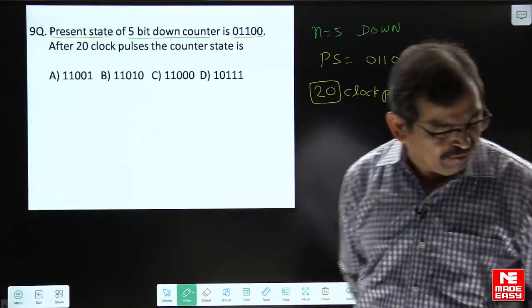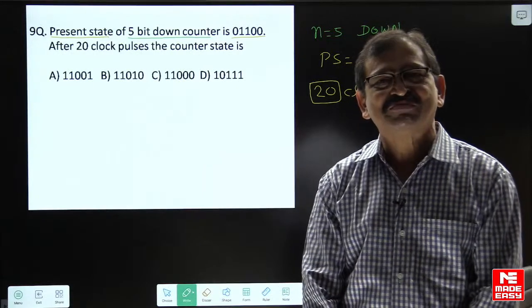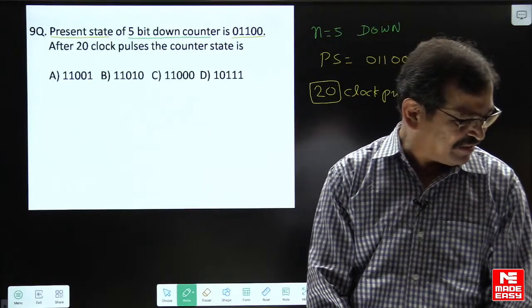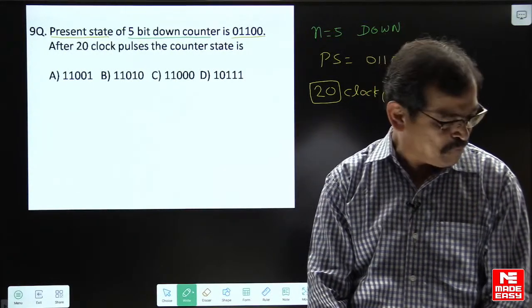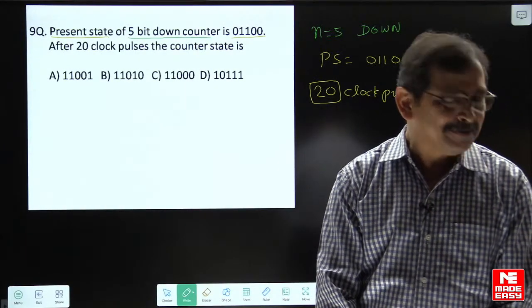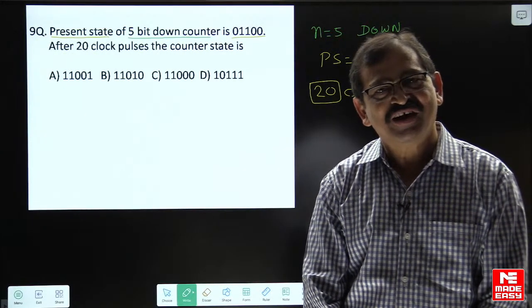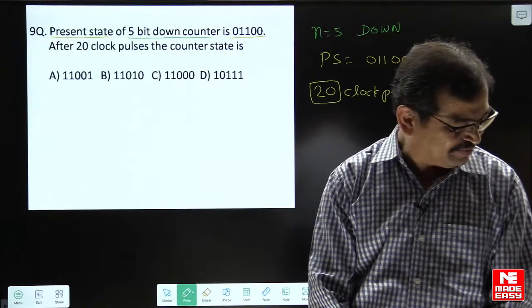Express your views. Did you come across this type of question earlier from any other source? Did you find such a question anywhere else? It is not an up counter, it is a down counter.